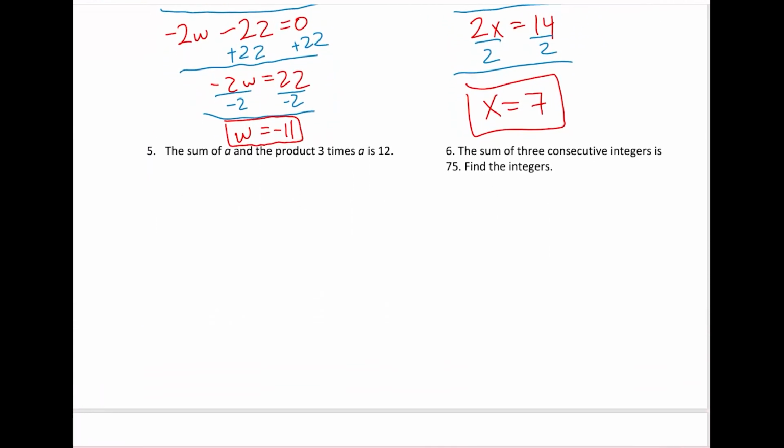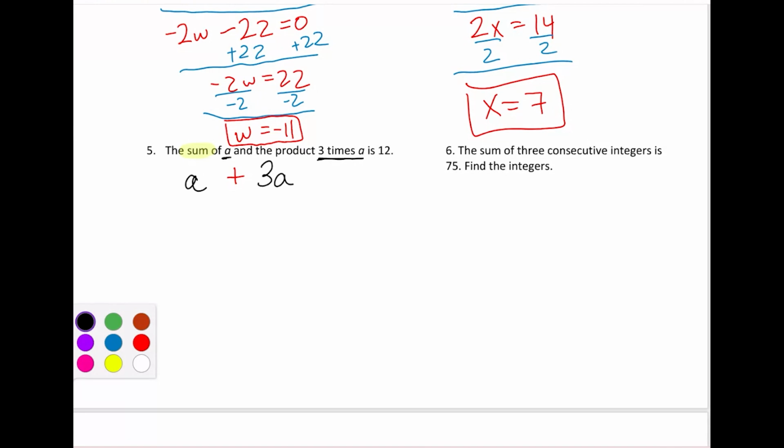Number 5 says the sum of a and the product of 3 times a is 12. So the sum of, you see that word sum, that means we're definitely going to have something being added. So the sum of a and the product 3 times a. The product here is the 3 times a, a little bit of a redundancy there. But the two things that we're going to be adding are a and 3 times a. Is means equals. And then 12 is just 12.